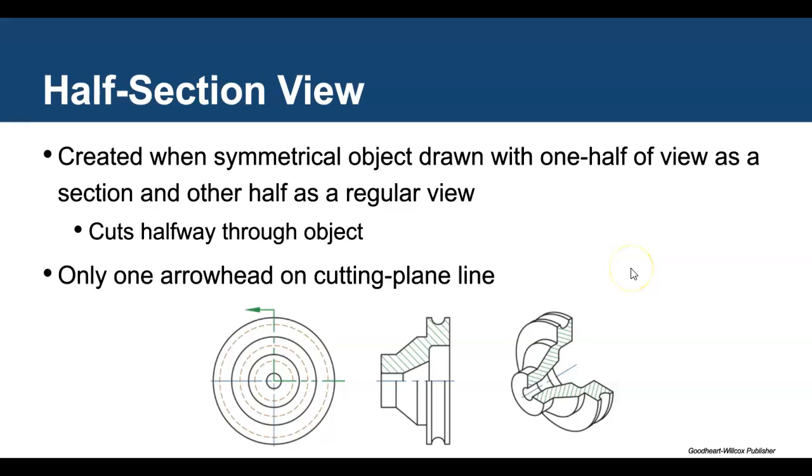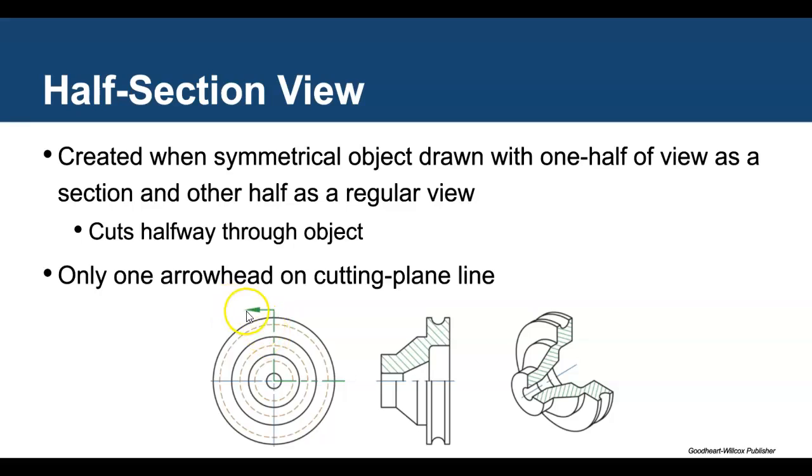Next, we have what's referred to as a half section, and basically a half section is more or less a quarter section. This is where it's going to get kind of technical for you to remember. A full section view gives you half a part. A half section view removes a quarter of the part. As some general guidelines, it's created when a symmetrical object is drawn with one half of the view as a section and the other half as a regular view, and this cuts halfway through the object.